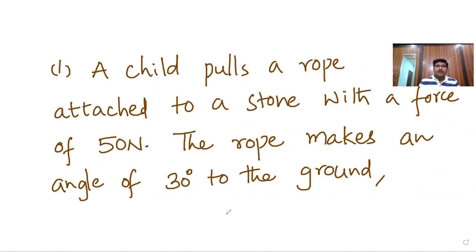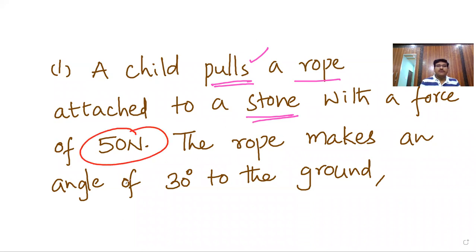Then he is asking two questions. First, have the clarity. Child is pulling a rope attached to a stone with a force of 50 newtons, and the rope is making a 30 degrees angle. Clear? Now, he is asking two things here.